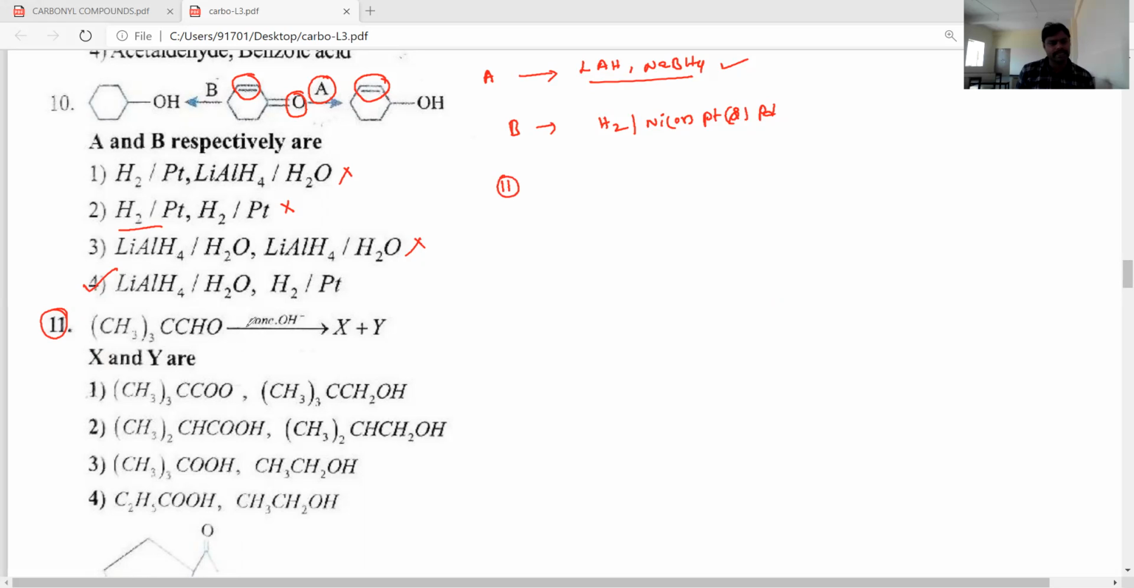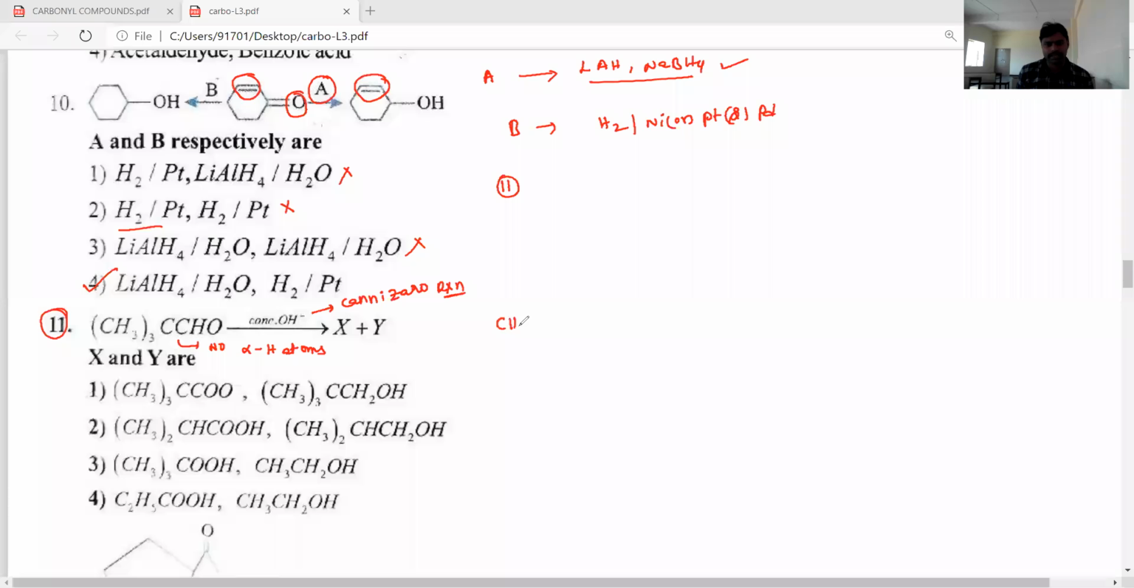Trimethyl acetaldehyde treated with base means no alpha hydrogens. Alpha hydrogen atoms are absent in the presence of base means Cannizzaro reaction. Now, the Cannizzaro reaction, what are the products? One is acid, another one is alcohol. The product itself undergoes self oxidation and reduction.